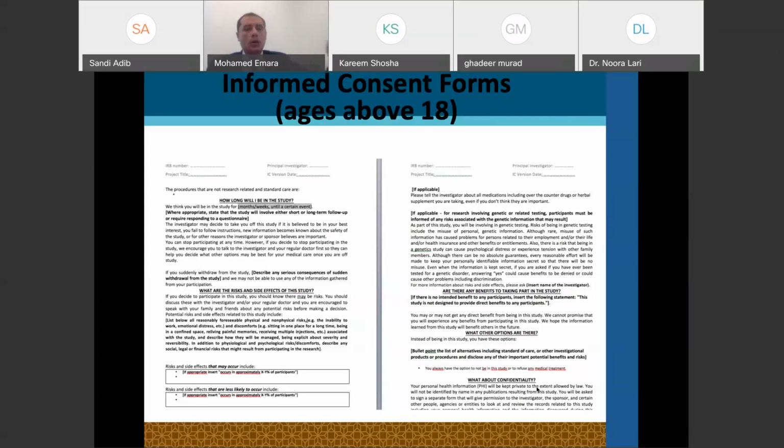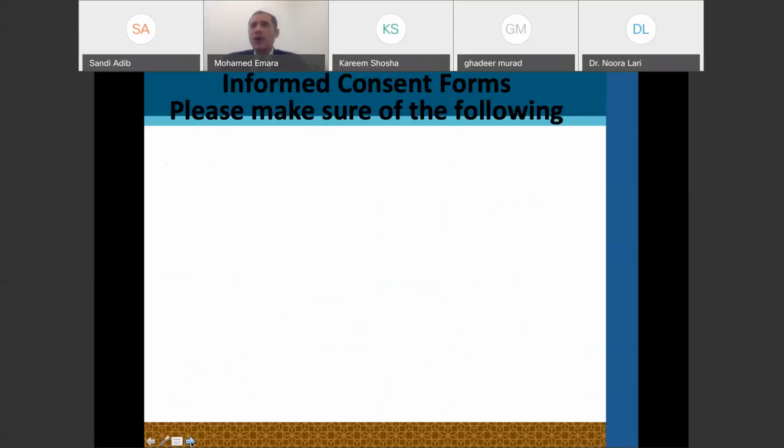It will be kept in secured computers with a password or in a cabinet, and so forth. All these kinds of confidentiality statements we can give you in a template that you can use to make sure you have them. And finally, for sure, there is going to be a signature at the end for these participants to sign.